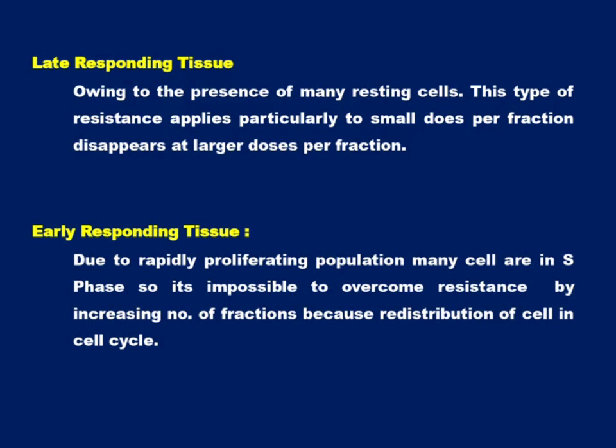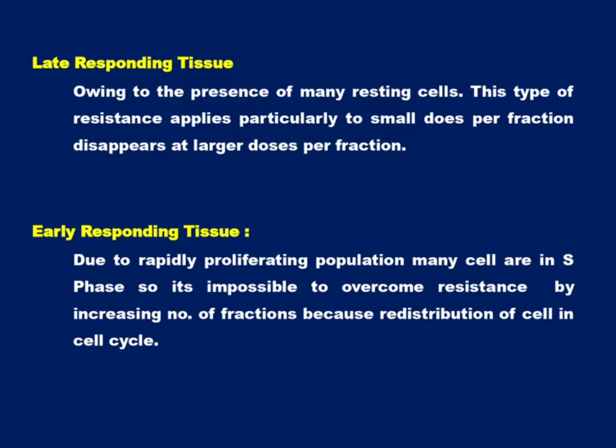You see in the early responding tissue there is no problem, it's a linear curve, but there is a shouldering in the late responding tissues. Two doses given per day for 6 to 7 weeks appear to result in greatly reduced late effect and more severe acute effect. That is also an inference you can draw from this.